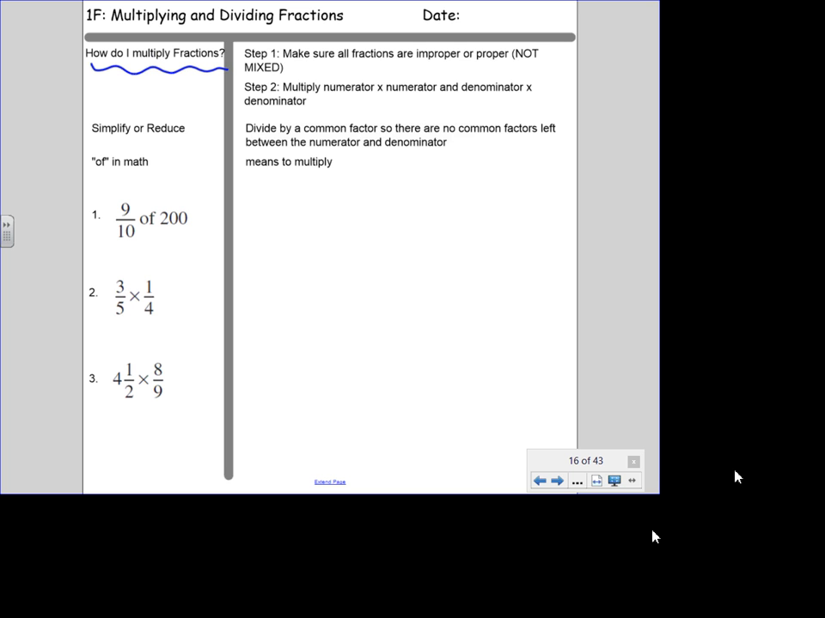Go ahead and set up your paper. Let's put today's date in the corner and label your notes as multiplying and dividing fractions, which is section 1F. Again, all of my questions will be on the left, and we'll put all the information we need on the right. So first things first, we have two steps, really, in multiplying fractions.